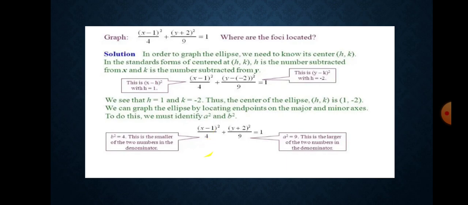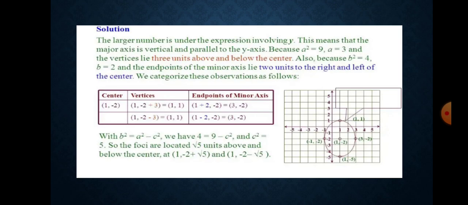So b squared equals 4, the smaller of the two numbers in the denominator. Then a squared equals 9, the larger of the two numbers in the denominator. The larger number is under the expression involving y. This means that the major axis is vertical and parallel to the y-axis. Because a squared equals 9, a equals 3, and the vertices lie 3 units above and below the center.